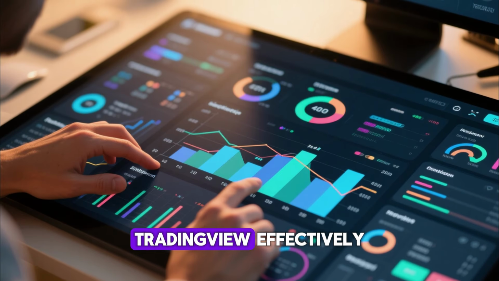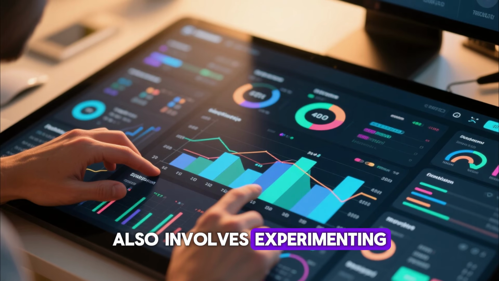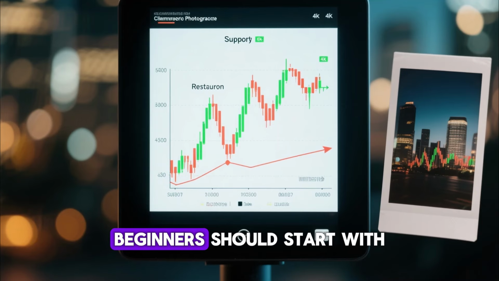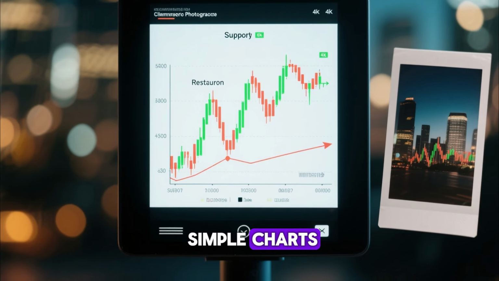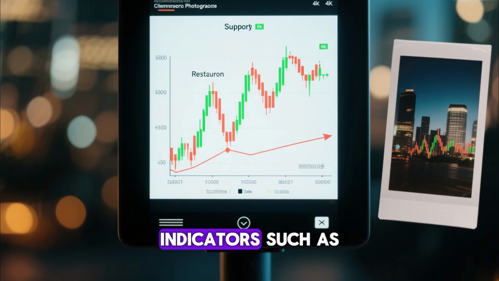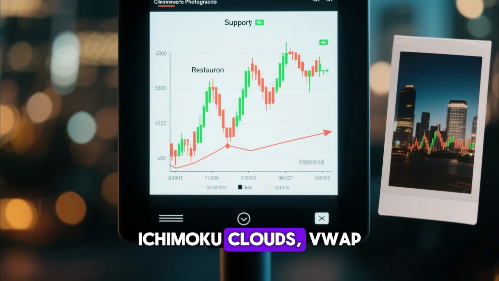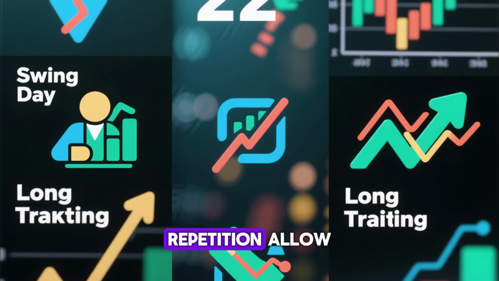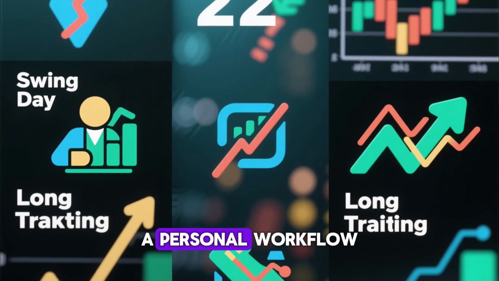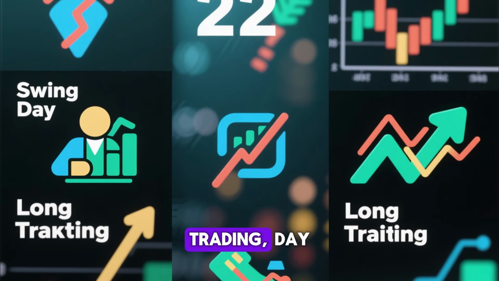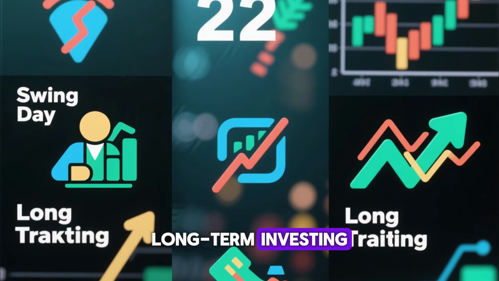Learning to use TradingView effectively also involves experimenting with different chart layouts, indicators, and drawing tools. Beginners should start with simple charts, marking key support and resistance levels, and gradually incorporate more complex indicators such as Ichimoku clouds, VWAP, or custom scripts. Practice and repetition allow traders to develop a personal workflow that suits their trading style, whether they are focused on swing trading, day trading, or long-term investing.